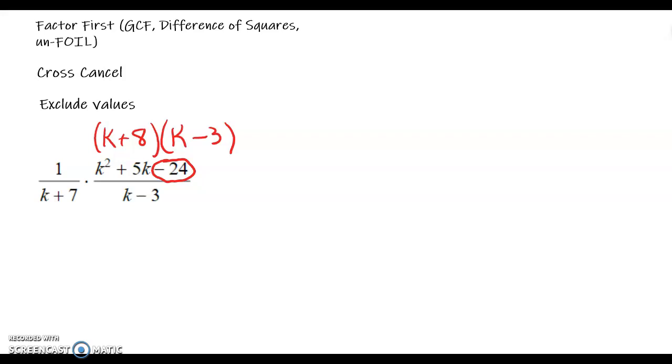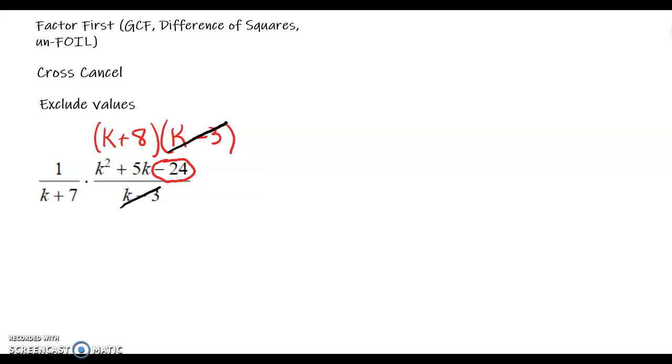So now this is where I'm going to start cross-canceling. I cannot cross-cancel diagonally there. K plus 7 is not there, but I do see that k minus 3 and k minus 3 can cancel. One's in the numerator, one's in the denominator.